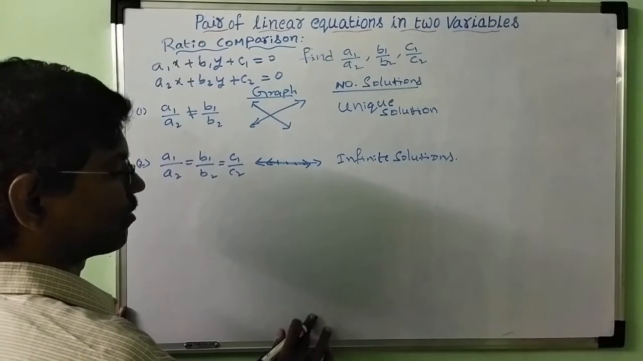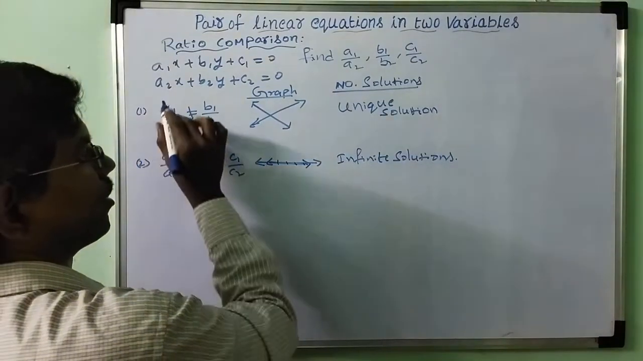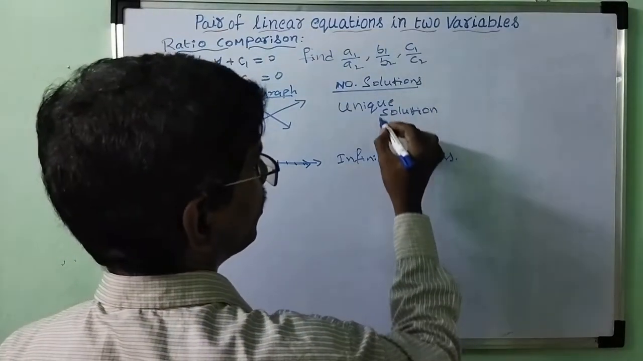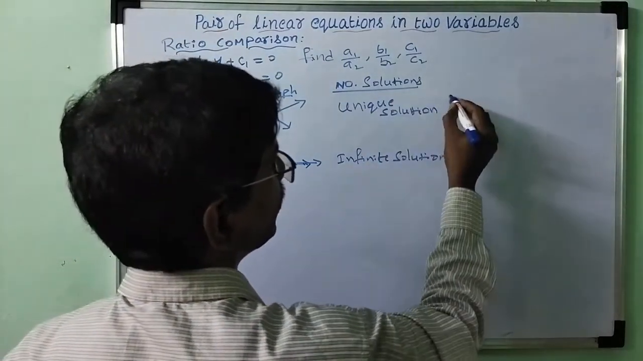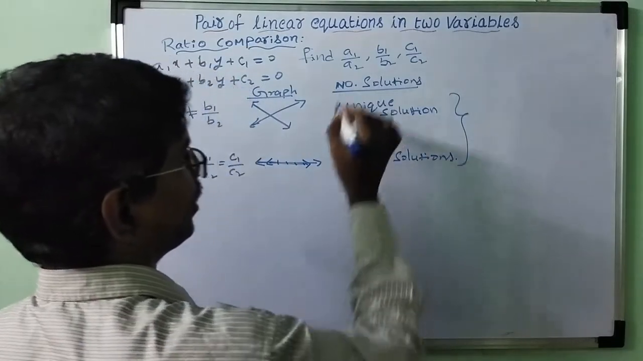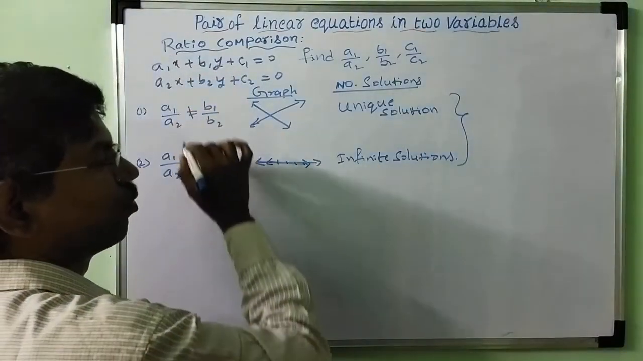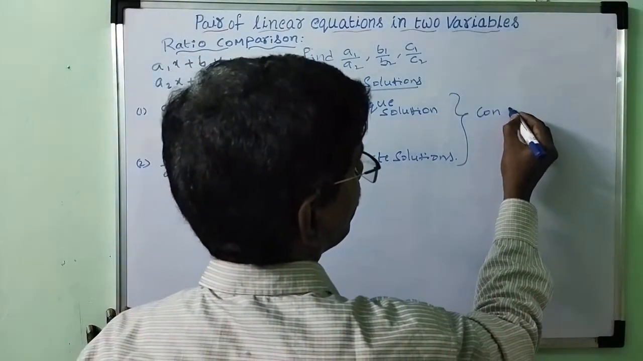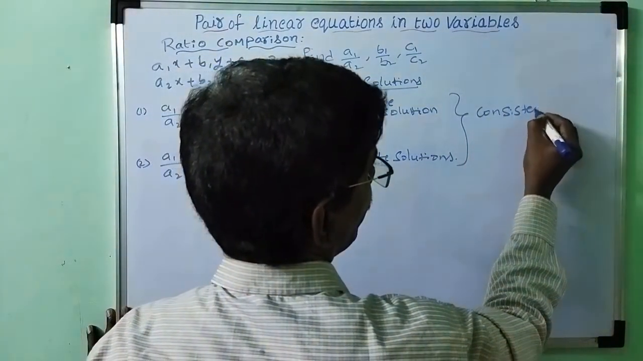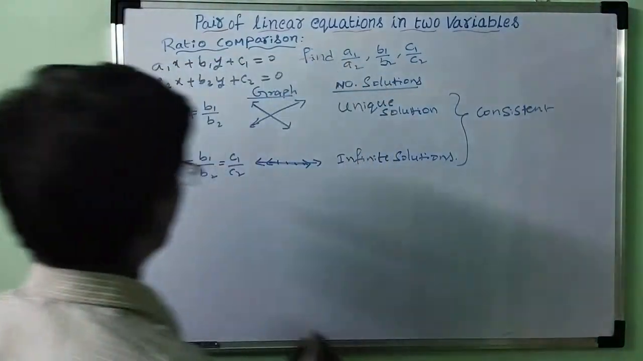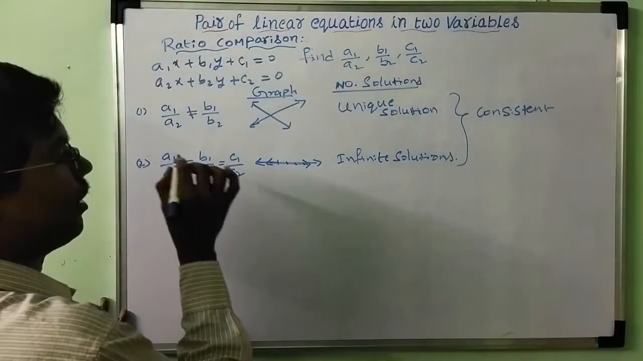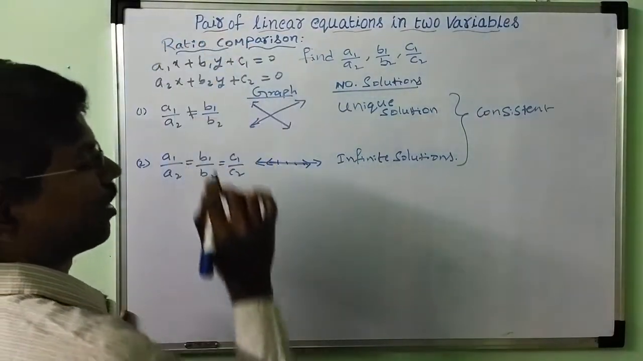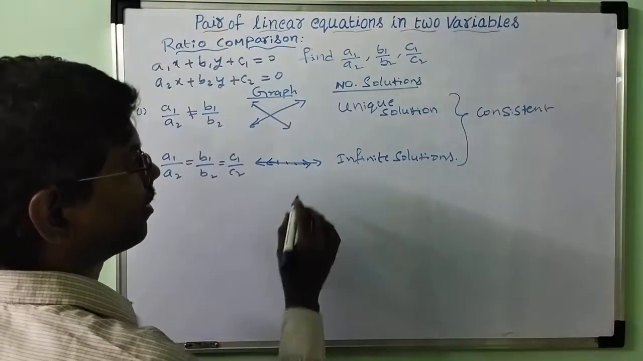So in both the cases, if ratios are not equal, or if all the ratios are equal, then they must contain a solution, maybe one or maybe many. In these two cases, this type of equations we are calling as consistent. And here, if all the ratios are same, then those lines are said to be dependent also.